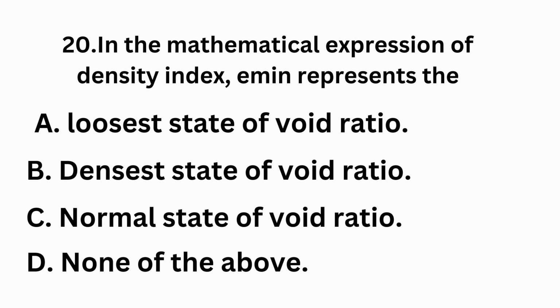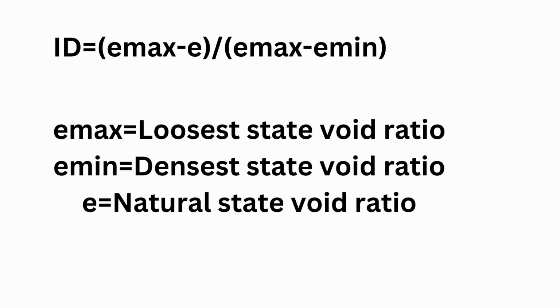Question number 20. In the mathematical expression of density index, E min represents the A. Loosest state of void ratio, B. Densest state of void ratio, C. Normal state of void ratio, and D. None of the above. So E min represents the densest state of void ratio. The density index ID is equal to Emax minus E divided by Emax minus Emin. Emax is equal to loosest state of void ratio, Emin is equal to densest state of void ratio, and E is equal to natural state of void ratio.